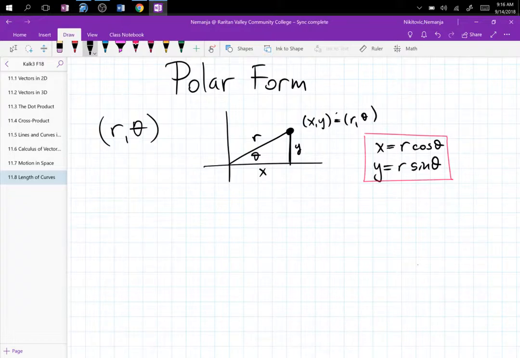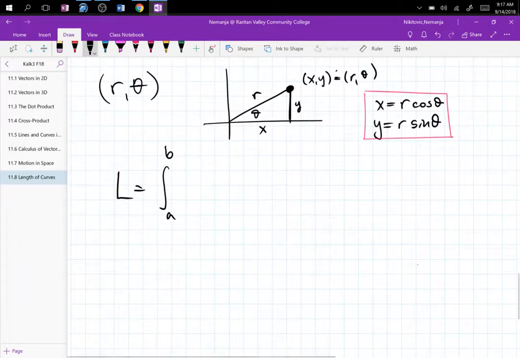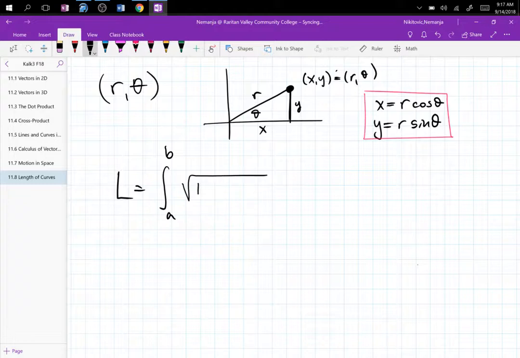We start with our Calculus 2 formula: the integral from a to b of the square root of 1 plus f prime squared dx.